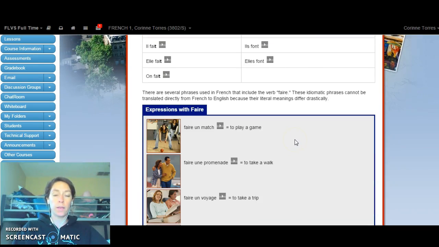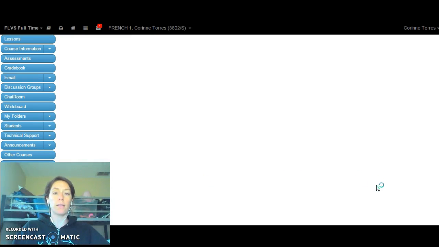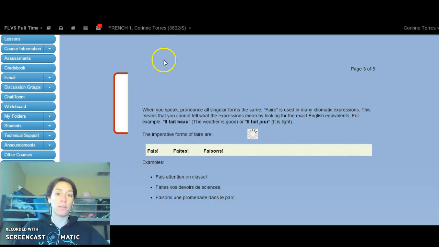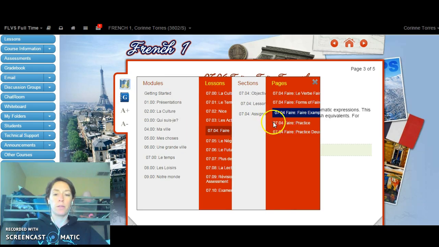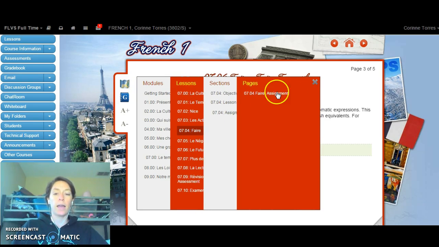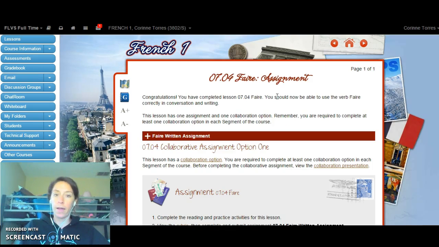One of the most important parts in this lesson is the expressions. You want to write each of these expressions down. Click through the lesson, make sure you find all the expressions of how to use faire. You're also going to learn how to use faire for giving a command. So when I'm telling someone to do something, fais attention, pay attention in class, right? So make sure you take some time to write down the different expressions for faire and know how you would change the verb faire for each person. You want to say, I'm doing that or we're doing that. It has to change for each one.